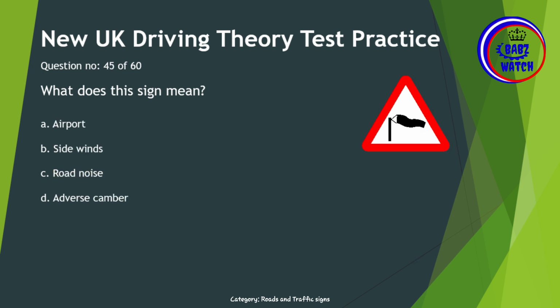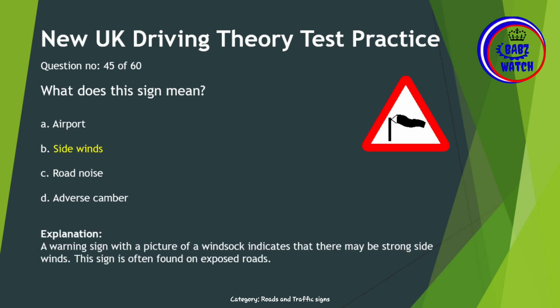Question 45 of 60. What does this sign mean? A. Airport. B. Side winds. C. Road noise. D. Adverse camber. The correct answer is B.